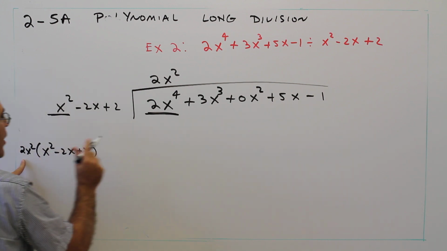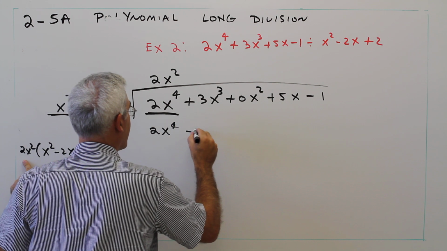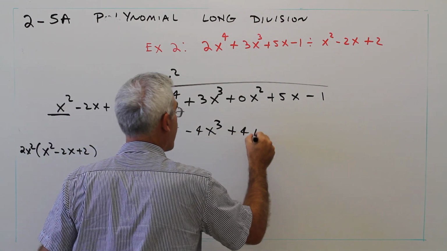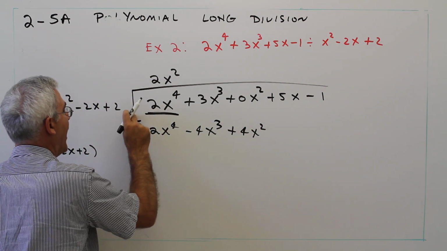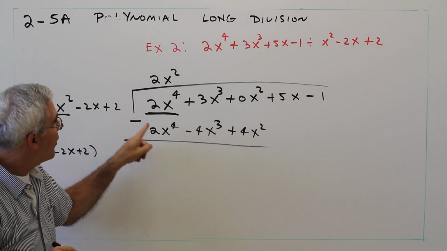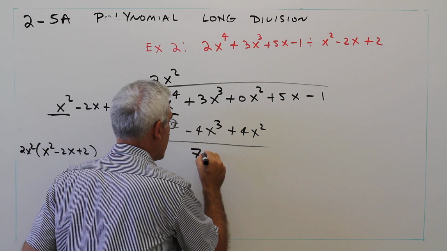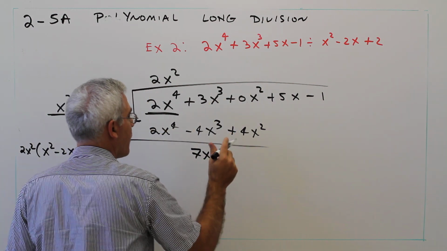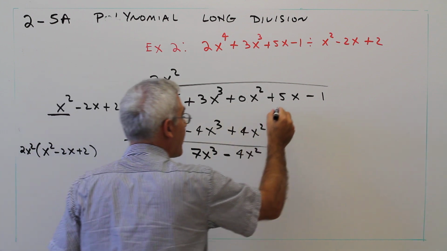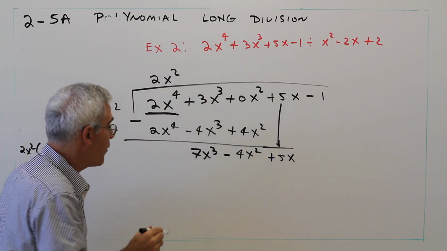And I'm going to get 2x to the 4th minus 4x cubed plus 4x squared. And again, I'm subtracting. Something minus itself is 0. 3x cubed minus a minus is going to be a positive, so it's going to be 7x cubed. 0 minus 4 is minus 4x squared. Then I carry down the next term. And I repeat the procedure.